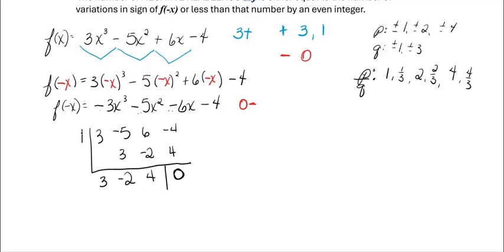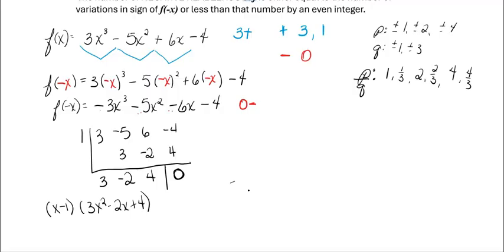Now, by looking at the graph, I saw that there was only 1. That means it only crosses one time. And I can further find this by saying, here's one of my factors, x minus 1, because 1 is a root. And my other factor is 3x squared minus 2x plus 4. Now, when I try to factor this, I see that it cannot be factored. So I would use the quadratic formula.